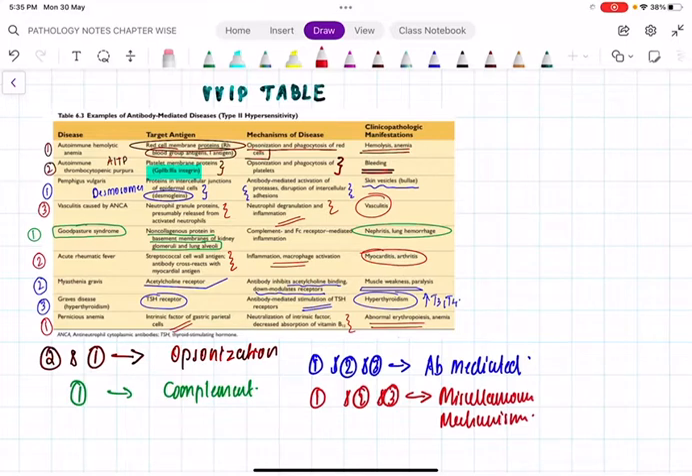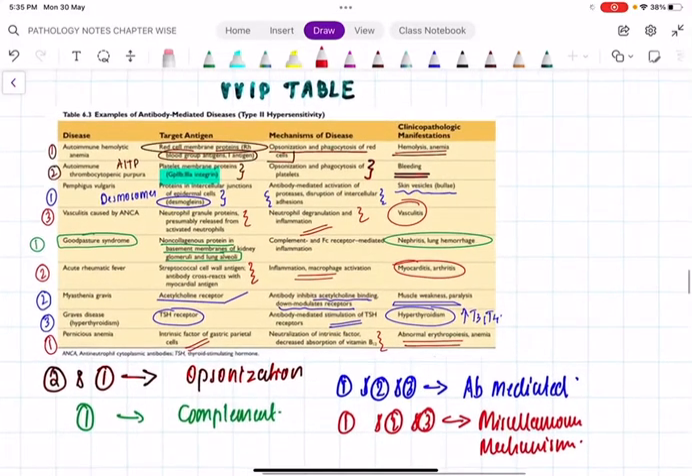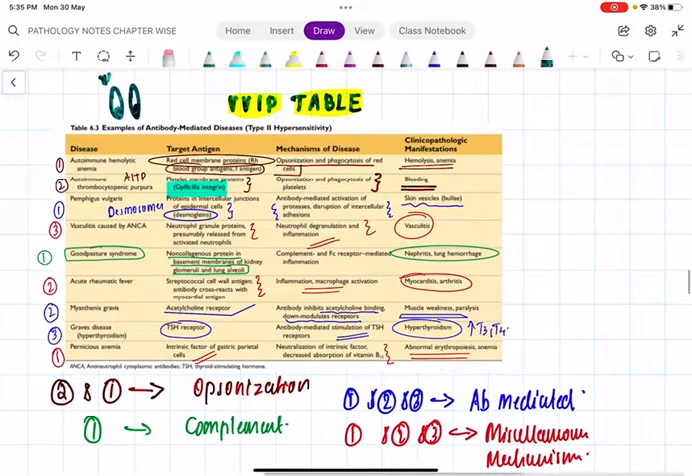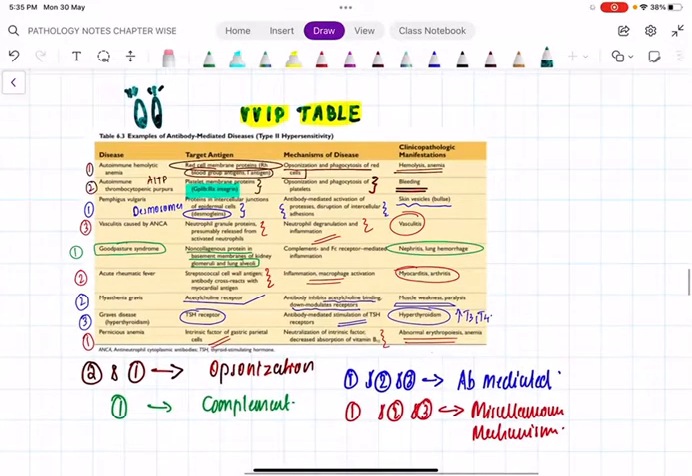Fine. Okay, I hope this is very clear for you. This table is a VVIP table. No doubt it's the VVIP table. Please open your eyes when you approach this question. Please open your eyes. Fine? I hope this is very clear for you. This is about type 2, or antibody mediated, hypersensitivity reaction.